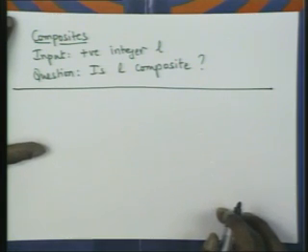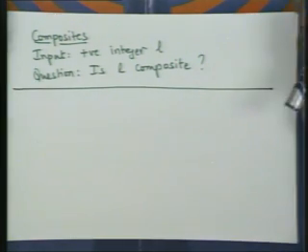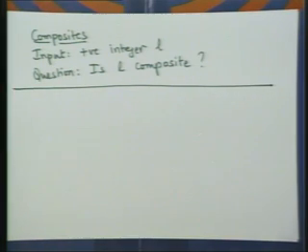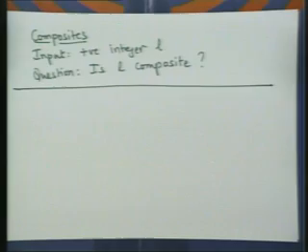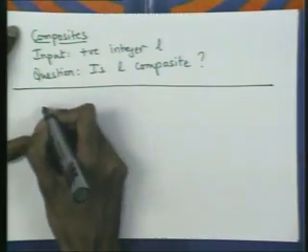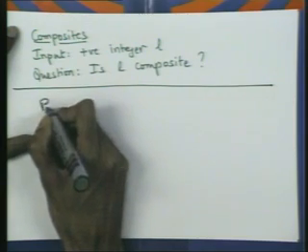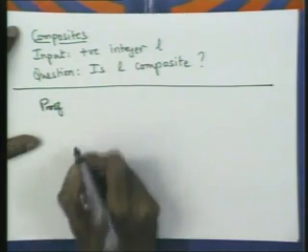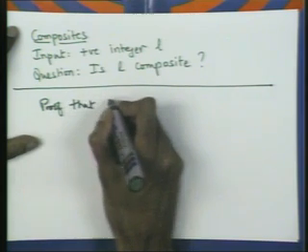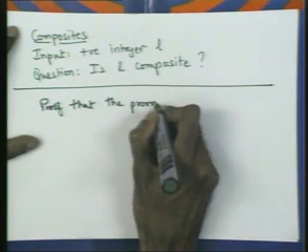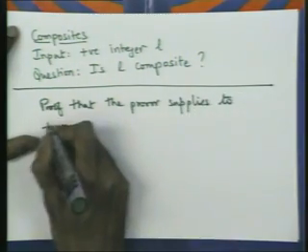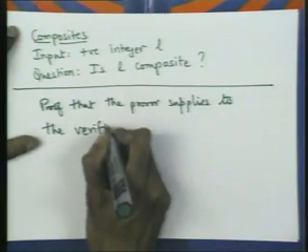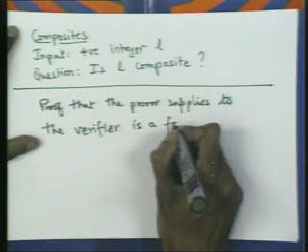Well, I guess it must be obvious by now that if you know that something is composite and you want to convince somebody that it is composite, you can just give the two factors. So the proof that the prover supplies to the verifier is a factorization.